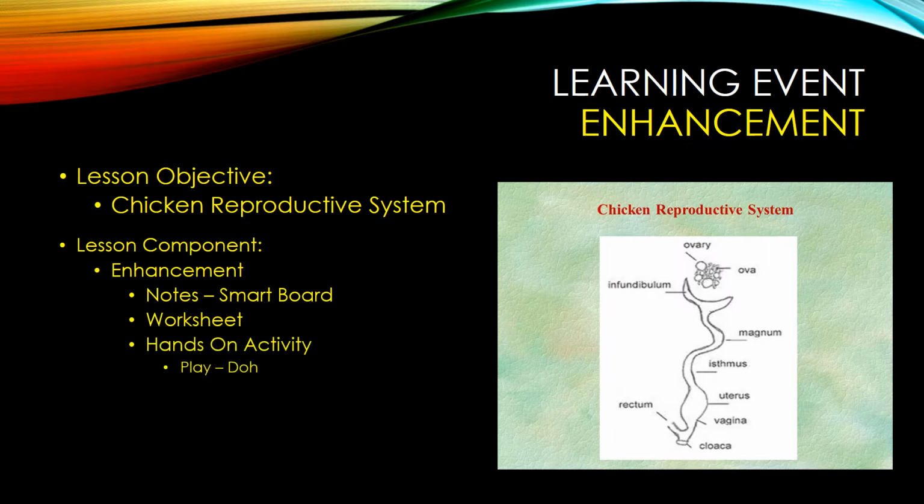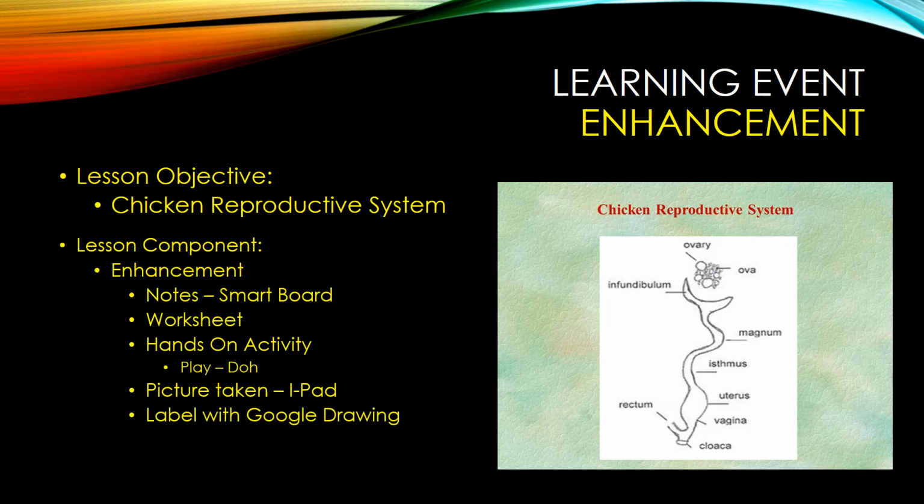To reinforce this knowledge, the students then utilize Play-Doh to make a model of the chicken's reproductive system. This is completed in groups of 2, and each group has 2 colors of Play-Doh to complete their model. As the groups complete their model, the teacher then uses the iPad to take a picture of the model. These images are then sent to the students' Google Classroom page.